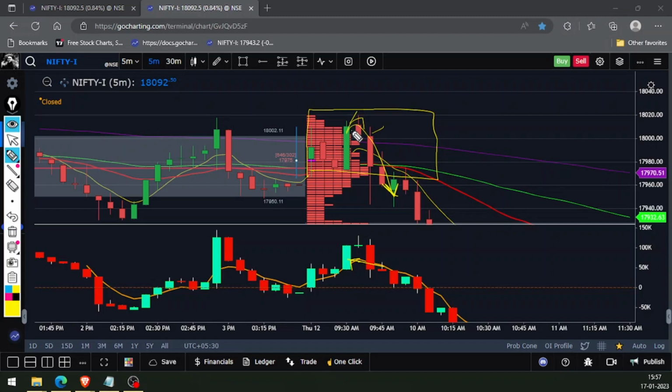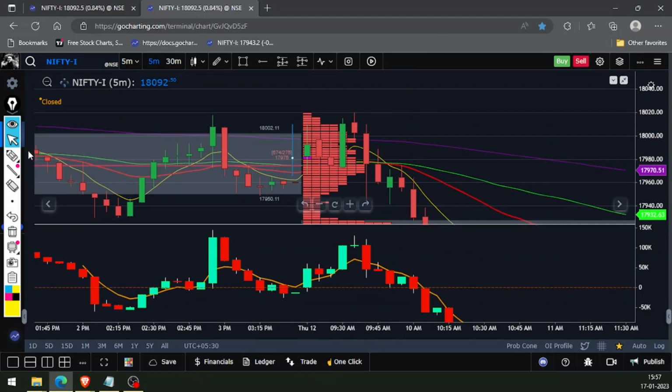It will start making a new higher high. This is what the market does in the first hour of the market. So you have seen this example: a higher delta is not equal to a proper breakout or genuine breakout, right?